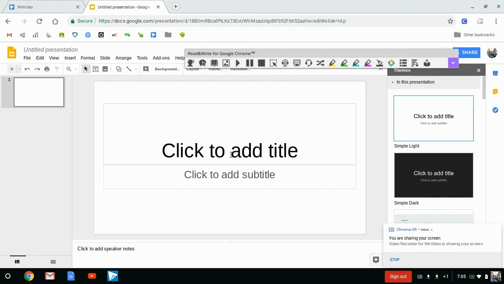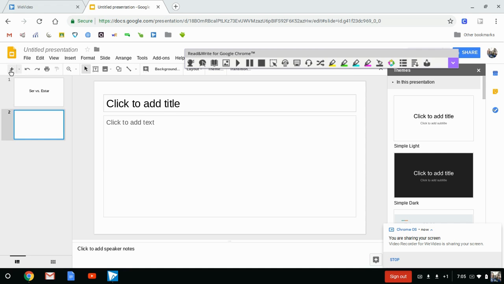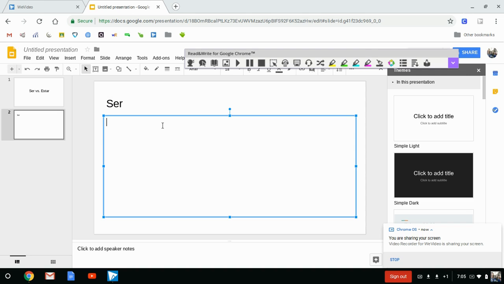Today we need to talk about ser and estar. So, ser versus estar. In your interactive notebook, see the floor video for how to set these up. You need 2 more flowers. You're going to fill one out for ser and one out for estar.